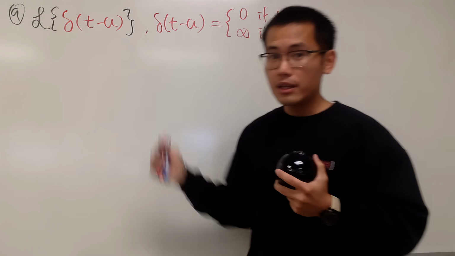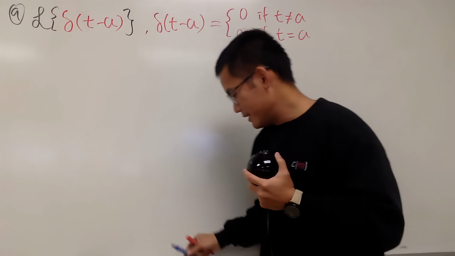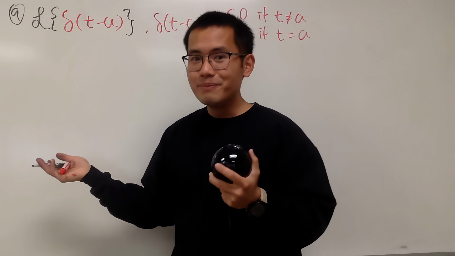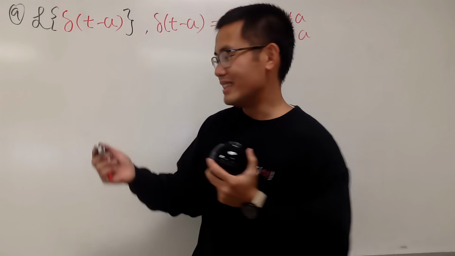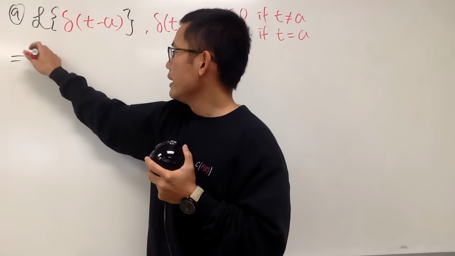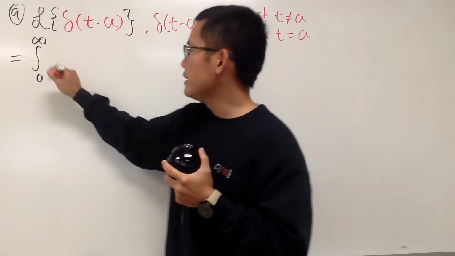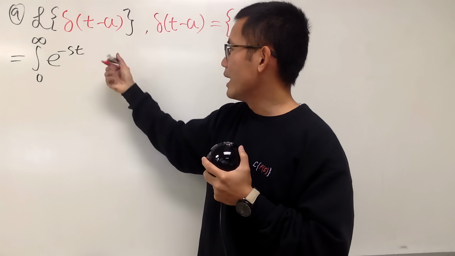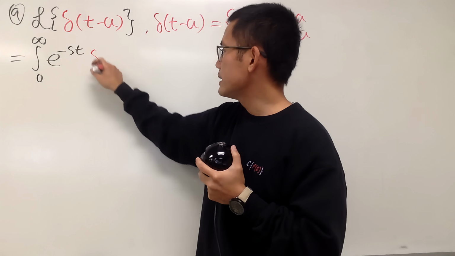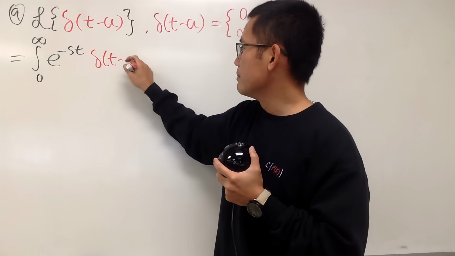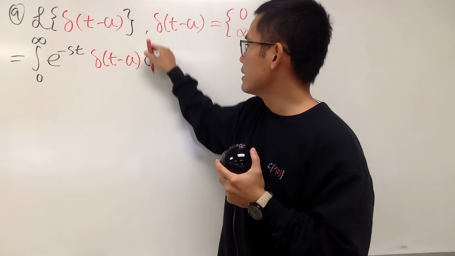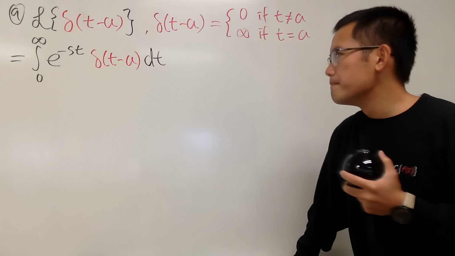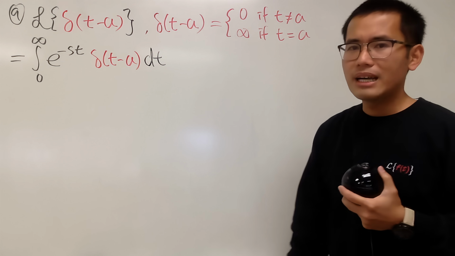All right, so this right here is what we have. Now, this is how the Laplace transform is going to look. This right here, we are going to use the definition and see what happens. So, integral from 0 to infinity, again, we have e to the negative st, and then we are going to multiply this with delta of t minus a like that, and then dt. How in the world can we make that happen though?